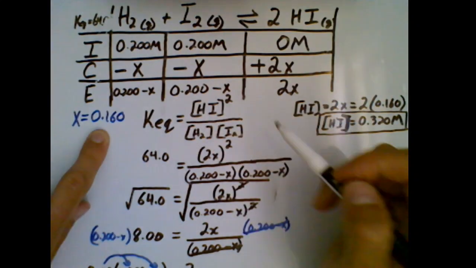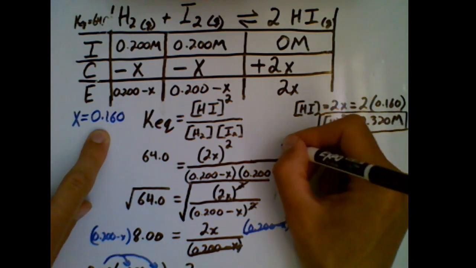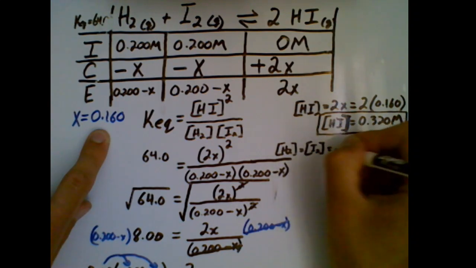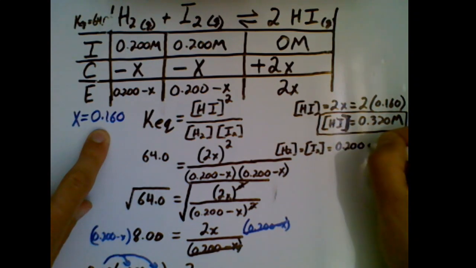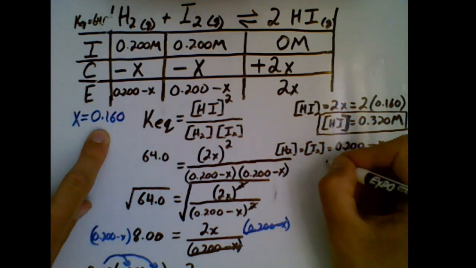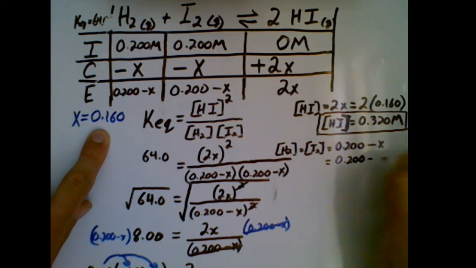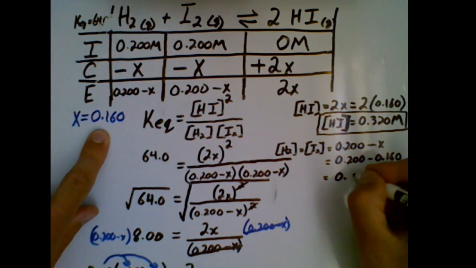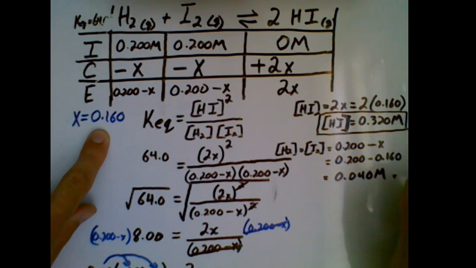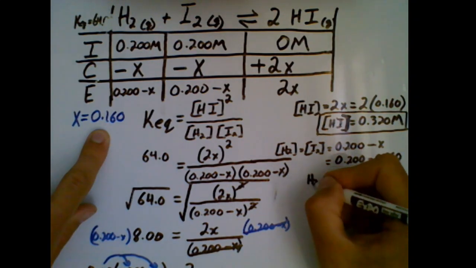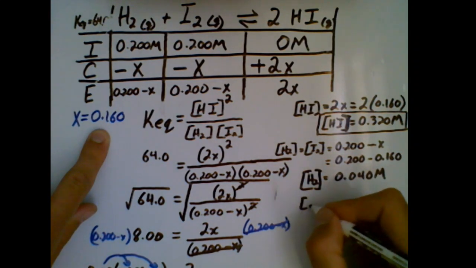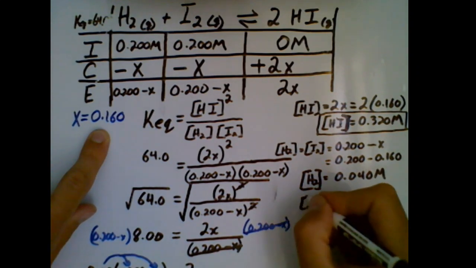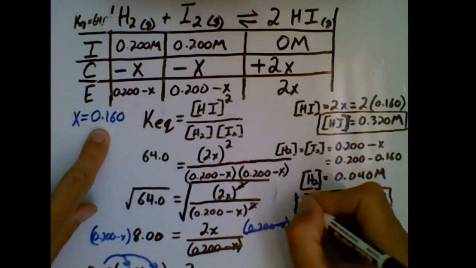But we still need to find out the H2 and the I2, and they're going to be the same values. So the concentration of H2 is going to be equal to the concentration of I2, and that's going to be equal to 0.200 minus x, and we already solved what x is. X is 0.160. So the concentration of those two is going to be 0.040 molarity. So that's my concentration of H2, and that's also my concentration of I2. So there we have solved our equilibrium concentrations.